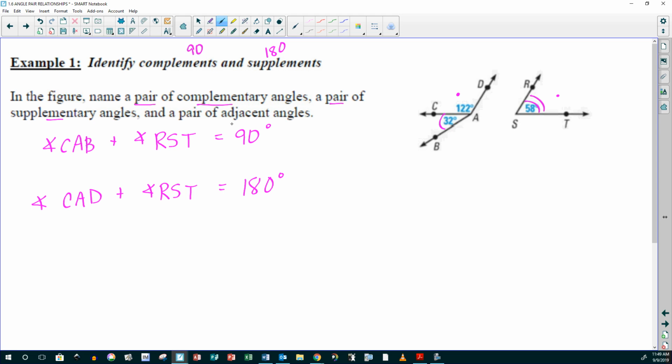Now it says to name a pair of adjacent. So now I just want two angles that share a side. So that would be these two angles. So angle CAD and angle CAB. They're not equal to anything. They're not equal to each other. It just said to name a pair. They're just adjacent. So I would go complementary, supplementary, adjacent. Just so when I look at this, I know which one belongs to which category.